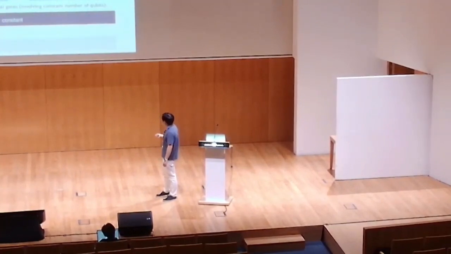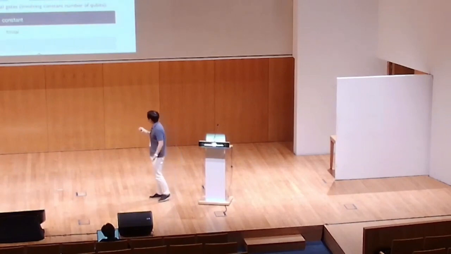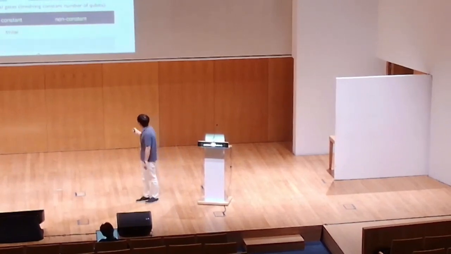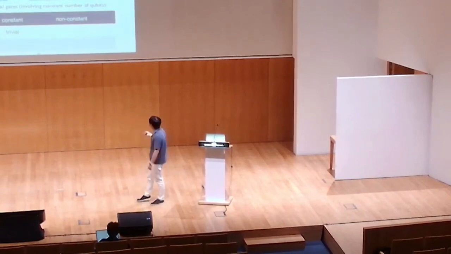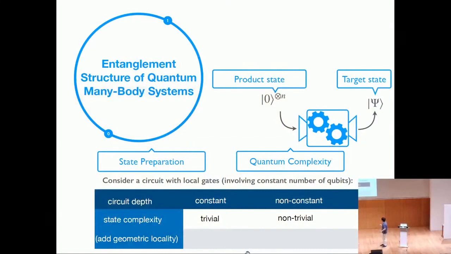So if the circuit has a constant depth, we say such a many-body state is trivial. In contrast, if it's not constant, it has some scaling with the system size, we say it is non-trivial. We could also put an additional constraint of geometric locality, which is typical in physics, where you consider a finite n-dimensional lattice, such that the support of the gates is in an order one neighborhood. Then you can further say this state is a so-called short-range entangled state. And if it's not constant, it's long-range entangled, which are just special cases of trivial and non-trivial states.